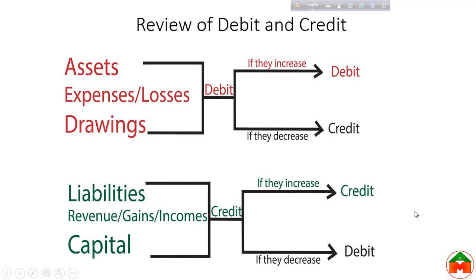You have to keep this in your mind; it's very easy. These three items, debit, will be debit if they increase, and on the other hand, these three items, credit, will be credit if they increase.